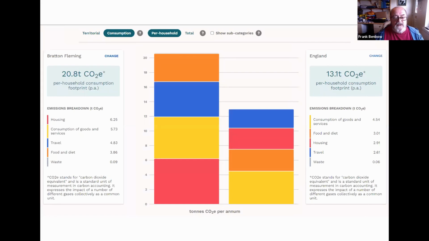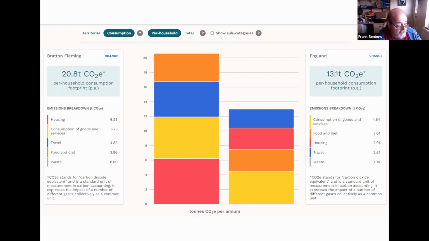Right, so this is the consumption per household. And you can see again that our consumption totals are much higher than the national average. Housing is a significant contributor to this. And it's possibly because of the poor standard of our housing.